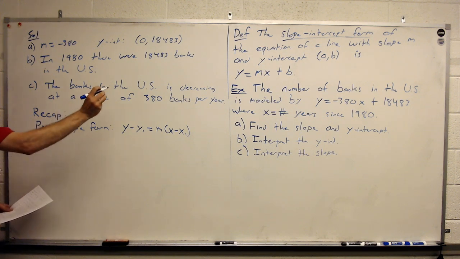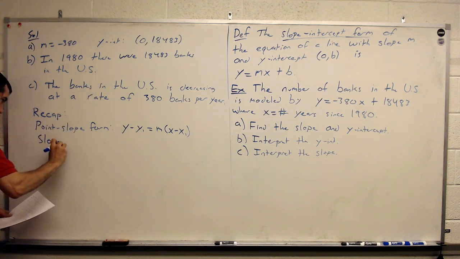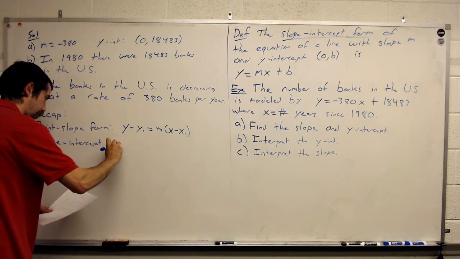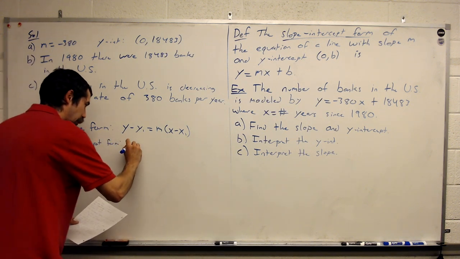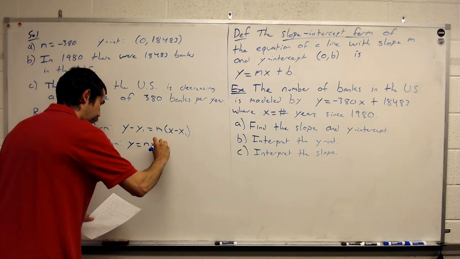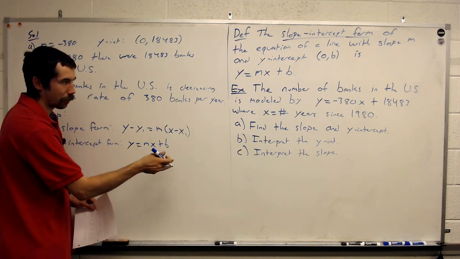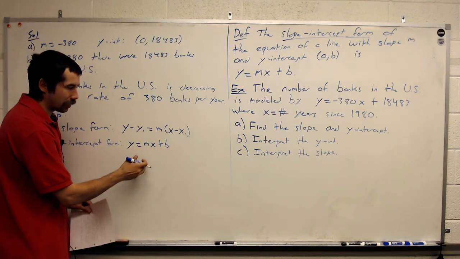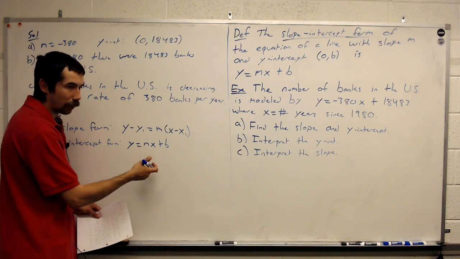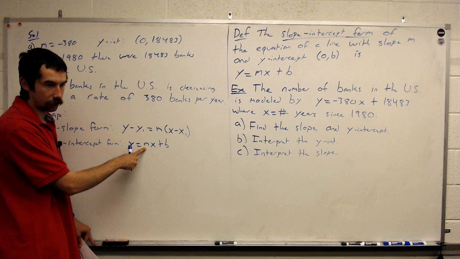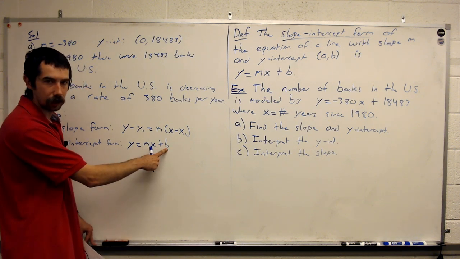Slope-intercept. It's right over there, but we'll write it again. y equals mx plus b. So if we know the slope and we know the intercept, this is the best form. Or the other way around, if this is how the equation of the line is written, we know whatever's next to x is our slope, and the other term is our y-intercept.